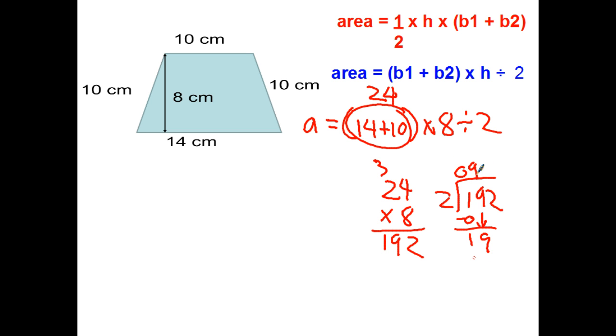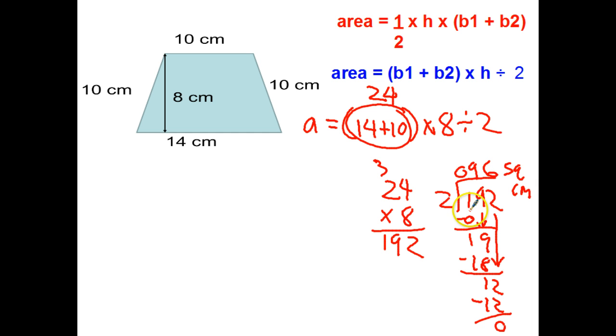9 2's in 19. 9 times 2 is 18. I got 1 left over. Bring down my 2. And there's 6 2's in 12. So I get the same thing, 96 square centimeters. You can do it whichever order you want.